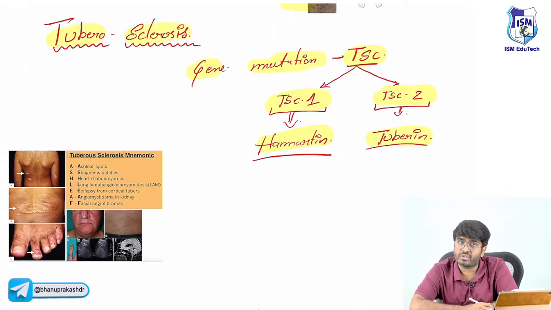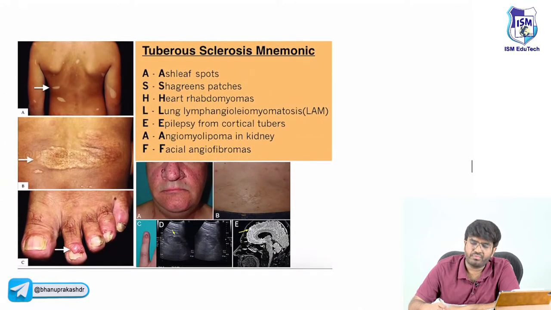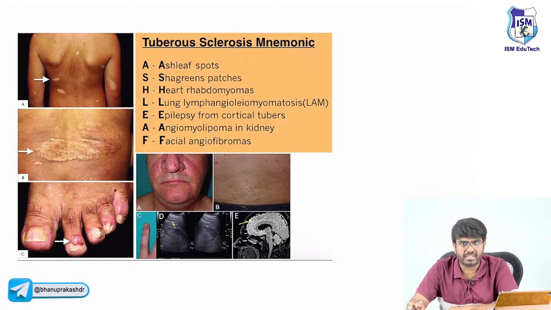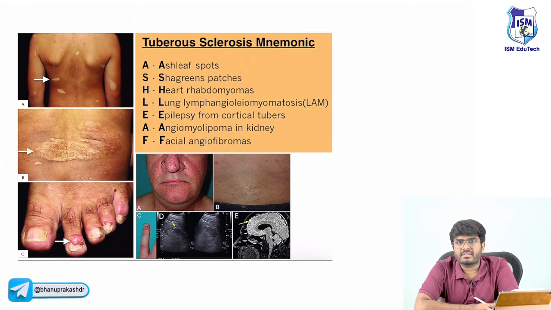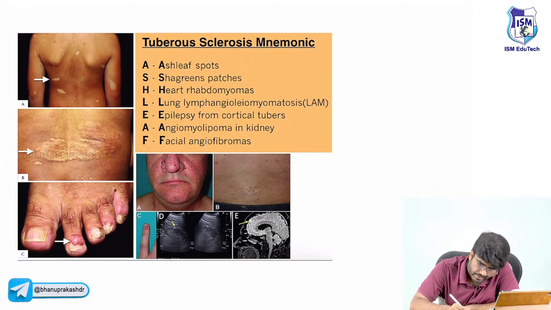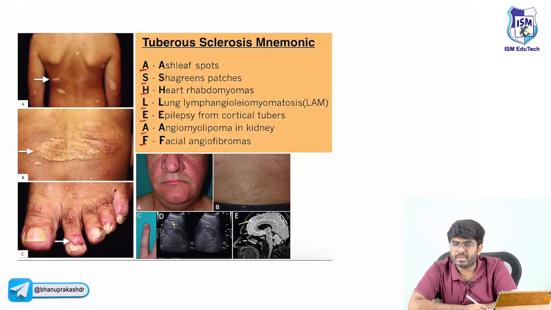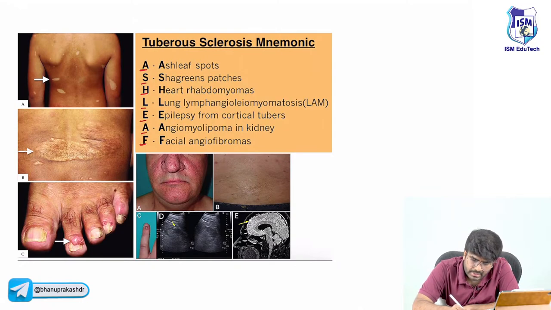Now, what are the important things you need to know regarding tuberous sclerosis? Very important for the FMG exam as well as the NEET PG exam. The symptoms, remember, are like an ash leaf. A-S-H-L-E-A-F, that's a mnemonic. These patients are going to have ash leaf spots on their skin. Now, what are these ash leaf spots?